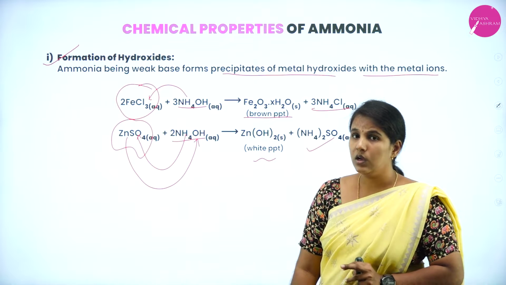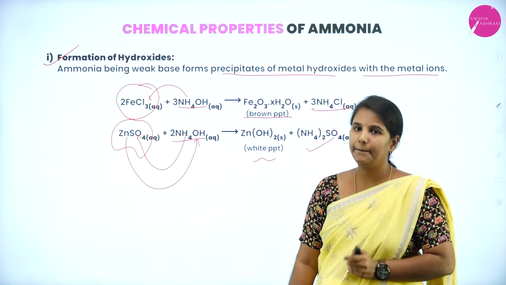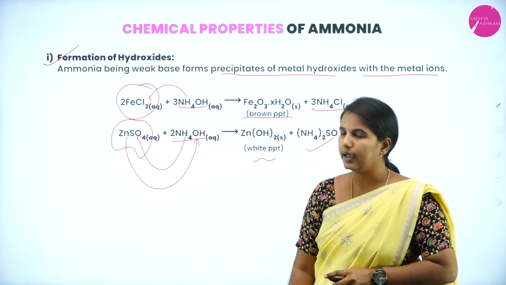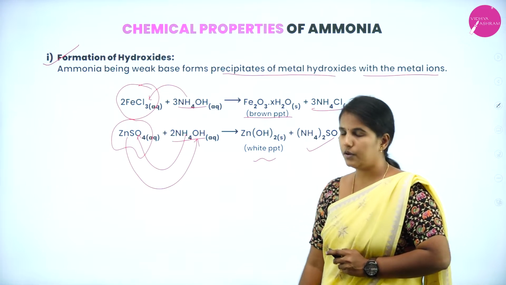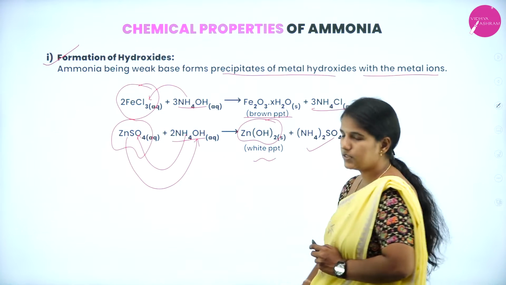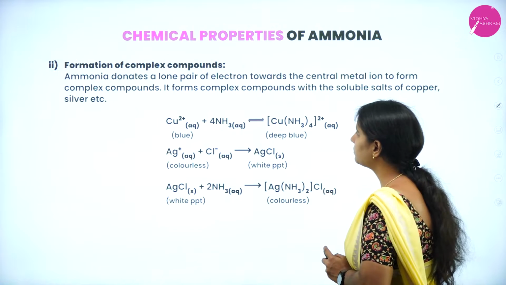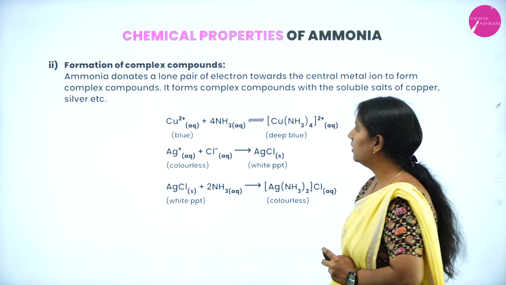This is how, when it reacts with a metal ion, it forms a precipitate. Thereby it indicates that it easily undergoes hydroxide formation. You can clearly understand this with the zinc, where the hydroxide has been formed. Next, we have the formation of complex compounds.